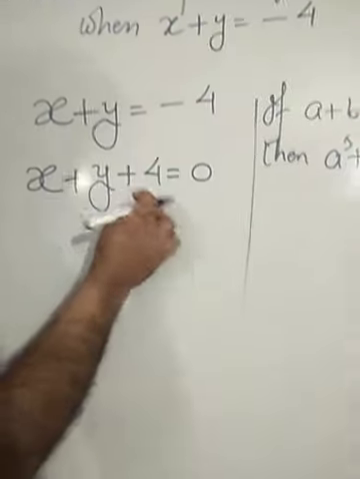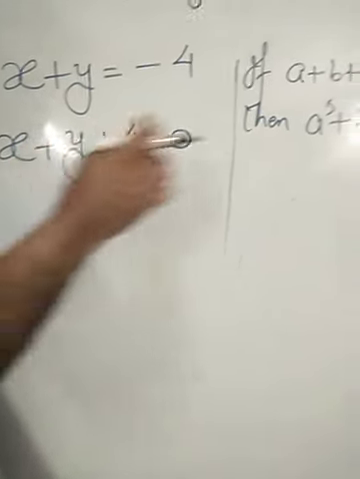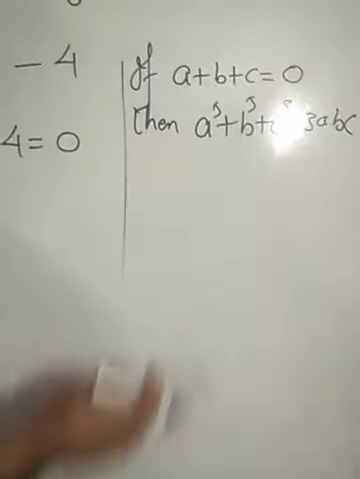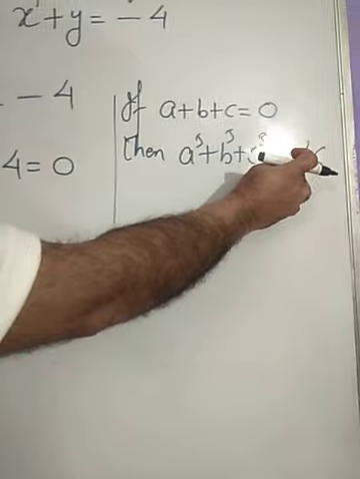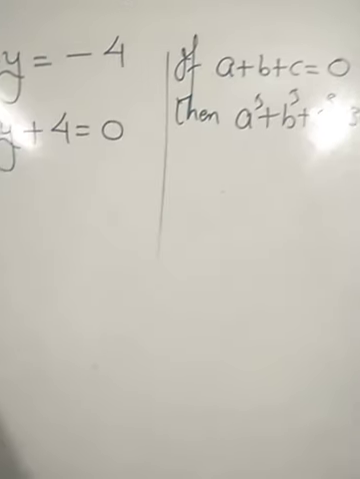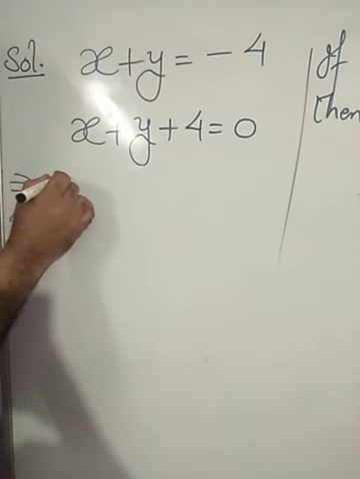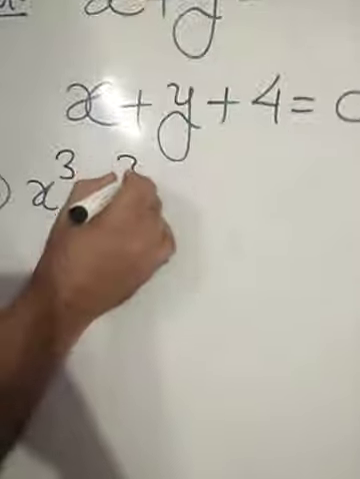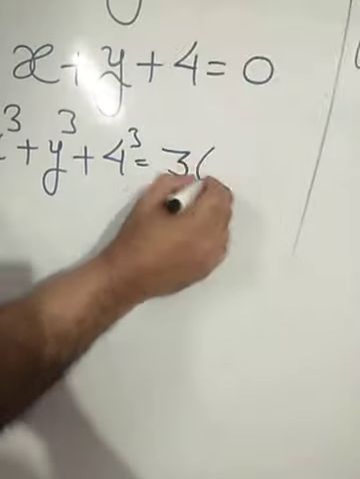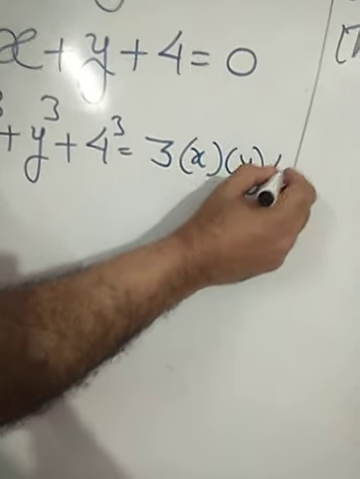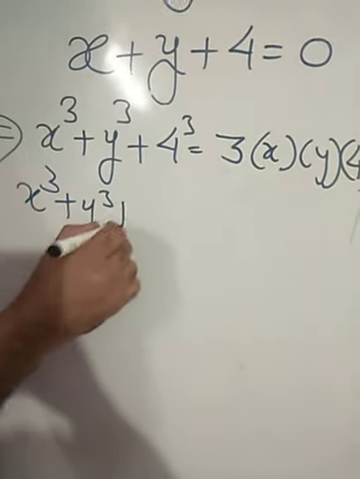Now it is of the same form. a plus b plus c, what is that equal to? 0. So this implies the sum of their cubes: remember, if the sum of three numbers is 0, then the sum of their cubes is equal to 3 times their product. This is the identity. So therefore, the sum of their cubes, x cube plus y cube plus 4 cube, what is that equal to? 3 times their product, 3 into x into y into 4. So x cube plus y cube plus 64.